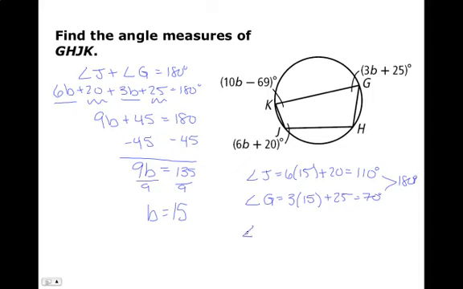So now we need to find the measure of angle K. And then since angle H doesn't have any measurements listed, but we do know it's opposite angle K, we can do 180 minus angle K to get that it is 99 degrees. And if we go through and add all 4 of these up, they should add up to 360 degrees.